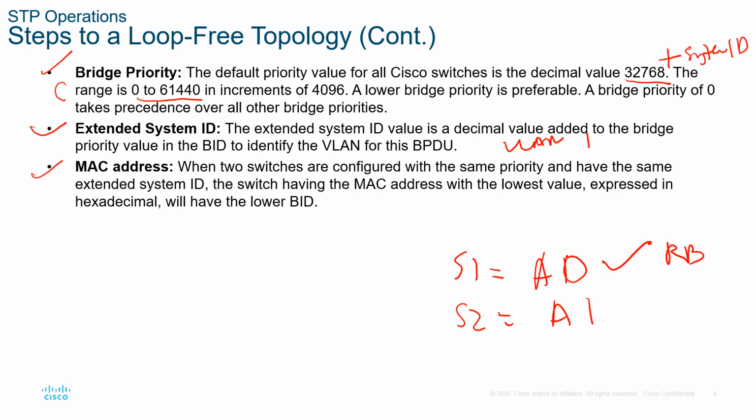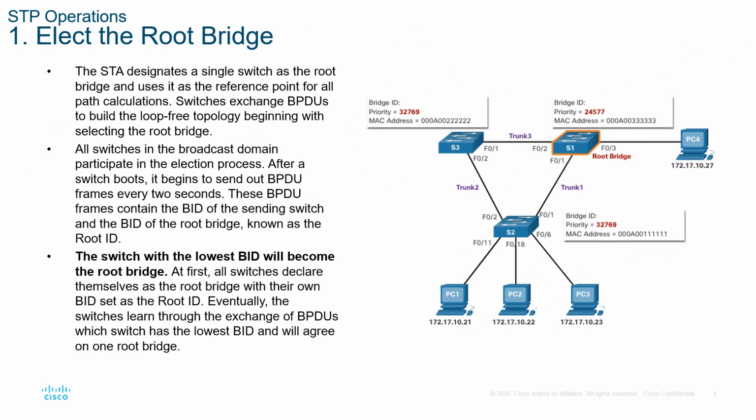Hence the reason why you see in the subsequent slide the priority value is 32769, because by default the VLAN that is assigned to the switch is VLAN 1. So 32768 plus 1 is 32769. That's why you see here the priority is 32769 instead of 32768. The default priority value is 32768, but because we added the VLAN 1 ID, the value now becomes 32769.